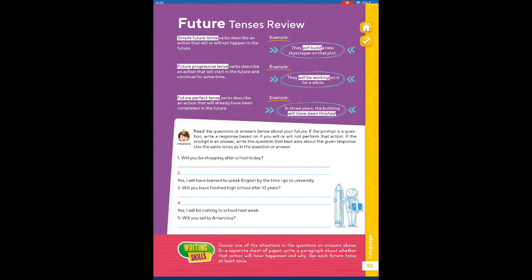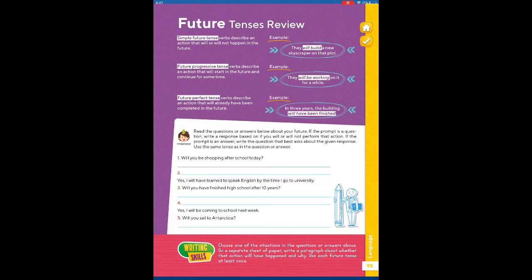Then we have the future perfect tense. Verbs describe an action that will already have been completed in the future. Example, in 3 years the building will have been finished. In 3 years I will have lived in another city. In 5 years I will have had 2 children, for example.